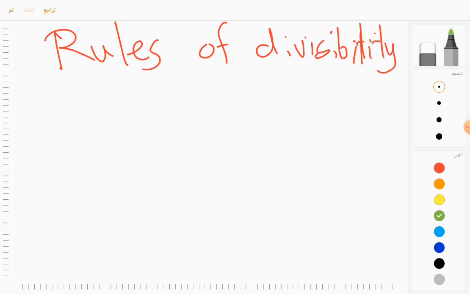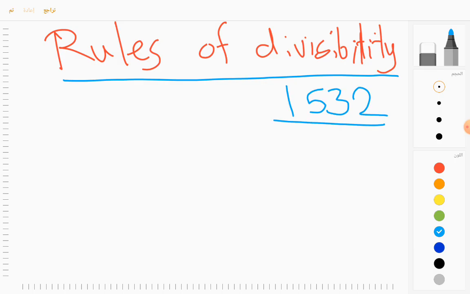Okay, can I just know that 36 is divisible by 6, 1445 is divisible by 9, but what if I have a number like 1532? How can I know the number is divisible? Which number is divisible by this number? How will I know that this is divisible by which number exactly? I have something called the rules of divisibility.